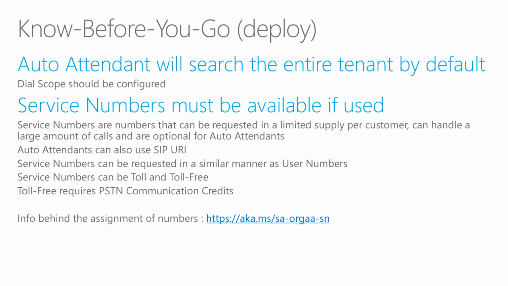So know before you go. Please note that the auto attendant will search the entire tenant by default, so you should definitely configure a dial scope to ensure that there's no improper usage of the auto attendant. Service numbers are numbers that can be requested in limited supply. If you want to have a phone number directly assigned to an auto attendant, you must have this configured before actually deploying the auto attendant. More information about service numbers can be found at aka.ms/sa-orkaa-sn.